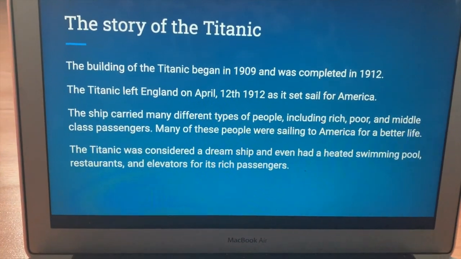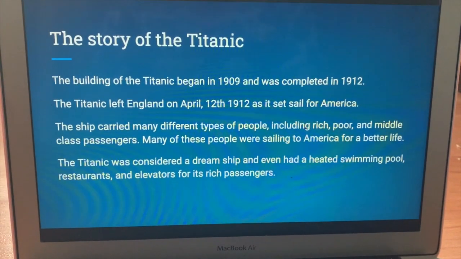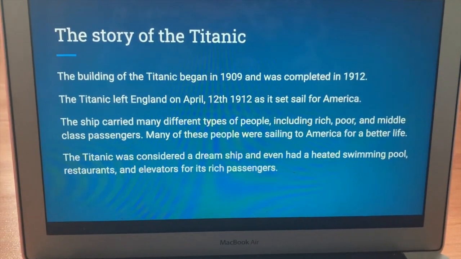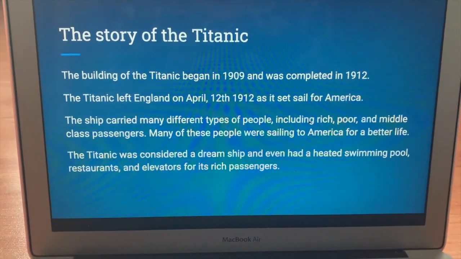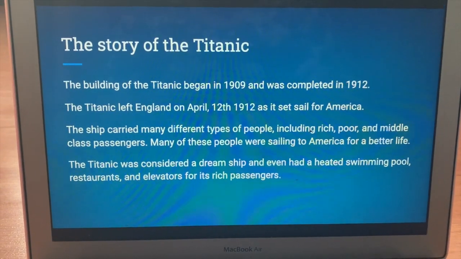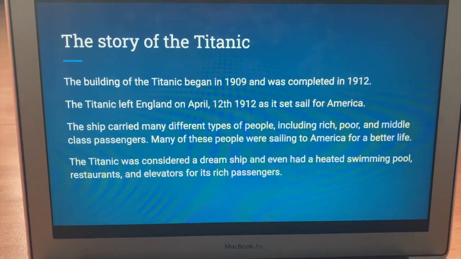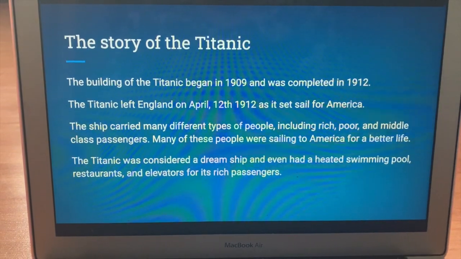Now, you might think that the ship just carried some rich people or people that could afford a nice luxury trip, but that's not true. It actually had rich, poor, and middle-class passengers, which is people that aren't necessarily rich or poor, they're just in between. And a lot of these people that were like the middle class and the lower class, they were hoping to go to America for a better life.